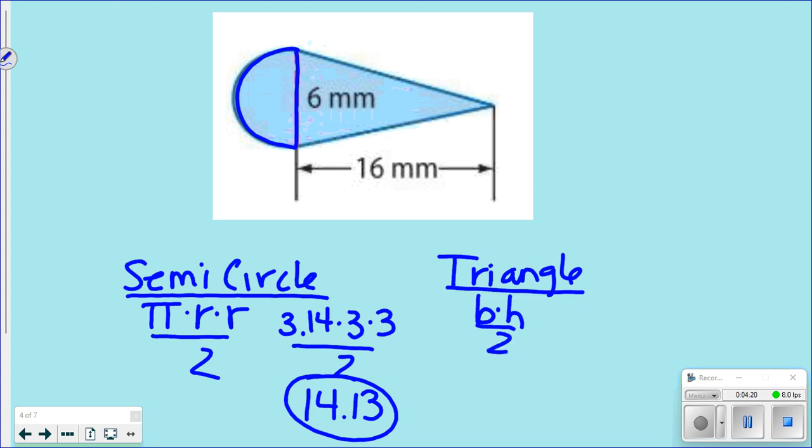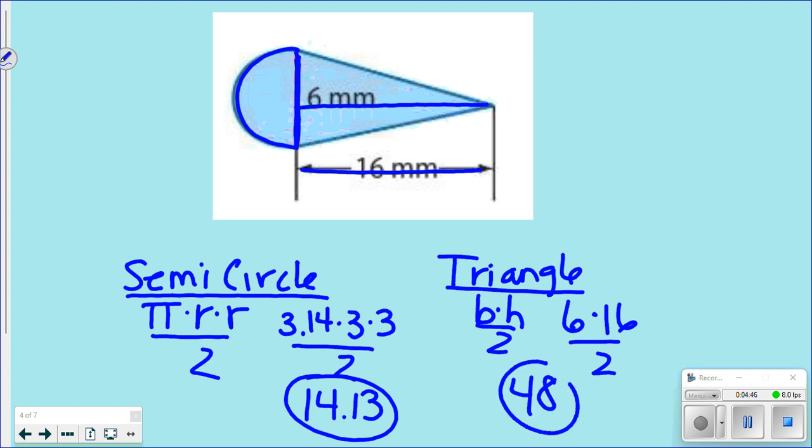Now the base of a triangle is basically, and this is the hardest part of knowing what a base of a triangle is. If I go from the point all the way to the bottom, that's telling me that this line right here is the base. So the base here is 6. The height of that whole triangle is 16, and I'm going to divide by 2. 6 times 16 divided by 2 is 48.